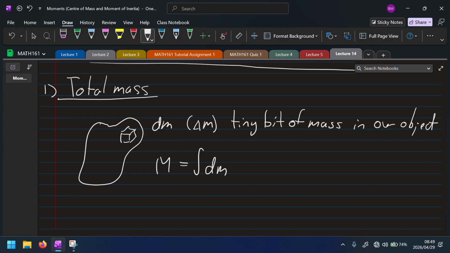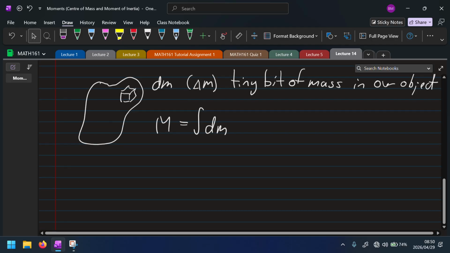It's the integral of our little mass pieces. Okay. Now, this is the definition for the total mass of some weird object. But to actually calculate it, we're going to have to rewrite this in a form we can work with. And this dm, we're going to rewrite using the density of this object and the volume of this object, because then we can do the integral.